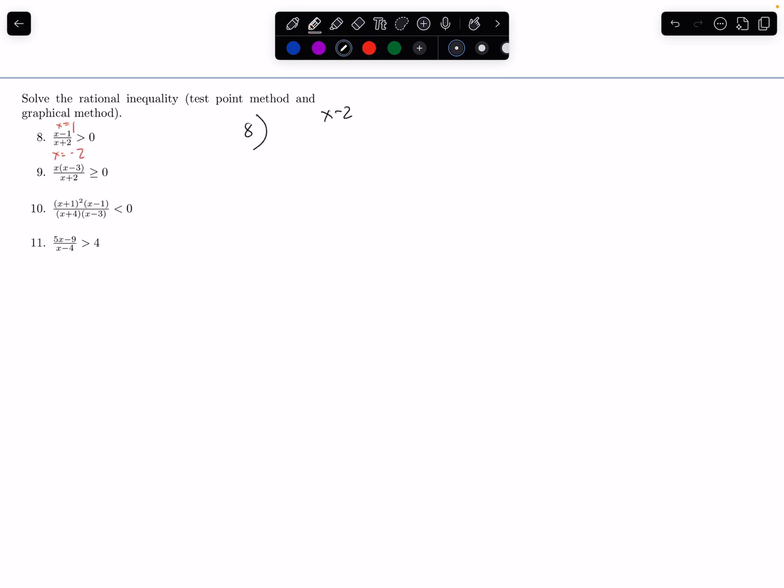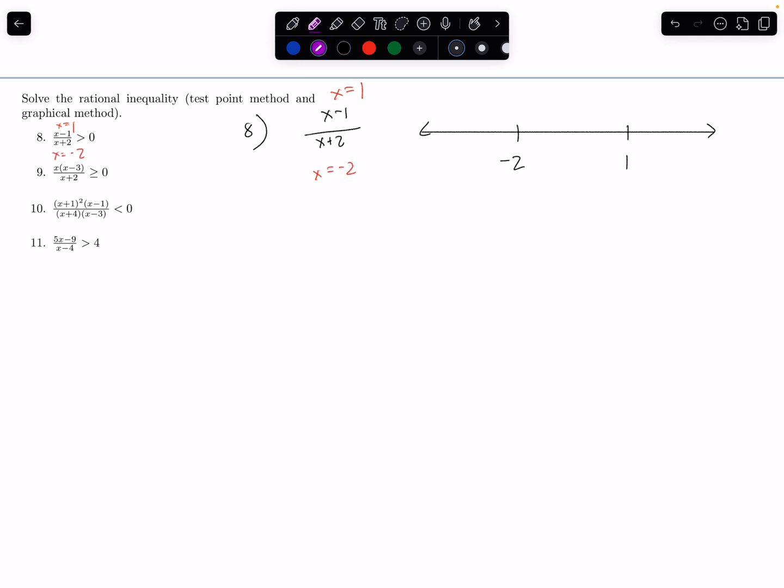I should just copy this down here again, just to make it a little easier to see. So x equal to 1 would make that 0, and x equal to negative 2 would make it undefined, right? So that means those are important points to check. Those are critical points to check. Negative 2 and positive 1.